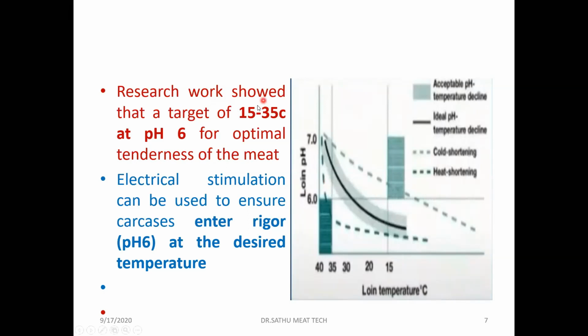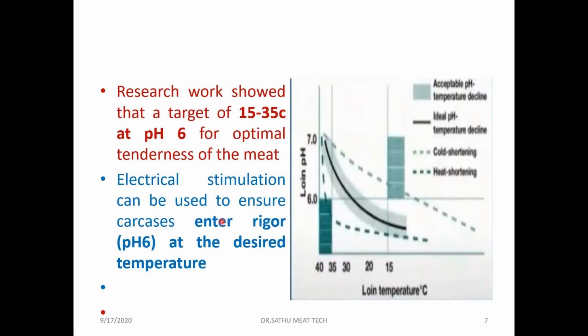The research work showed that the target is 15 to 35 degrees at a pH of 6 for optimal tenderness of the meat. So when you attain a pH of 6, the temperature of the carcass should lie between 15 and 35. If the temperature is more than 35, it leads to heat shortening. If the temperature of the carcass is less than 15 degrees centigrade, it leads to cold shortening. So we have to attain a pH of 6 between these two. That is what we do in electrical stimulation. Electrical stimulation can be used to ensure that the carcass enters rigor at the desired temperature.